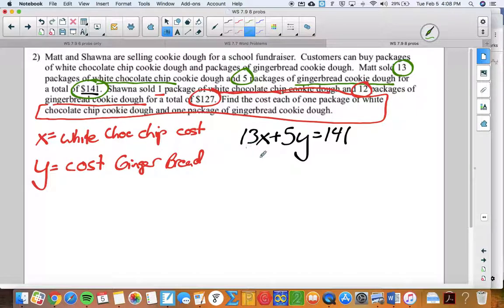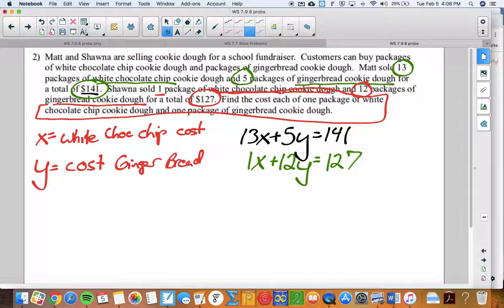Shauna, on the other hand, sold 1 of the white chocolate chip. So it'd be 1 times the cost of a chocolate chip. She sold 12 gingerbread. So I'd take 12 times the cost of the gingerbread Y. And when I add my 2 costs together, she got $127. All right. These are some big numbers. I need to run and grab a calculator.